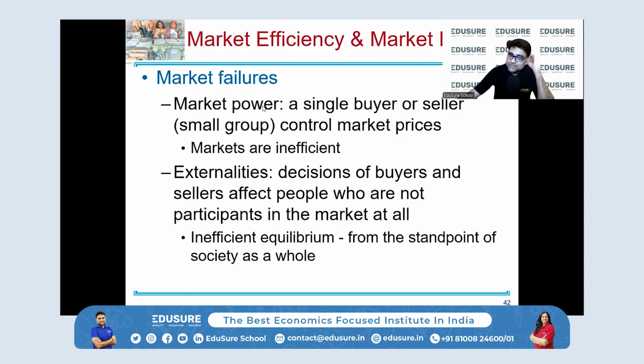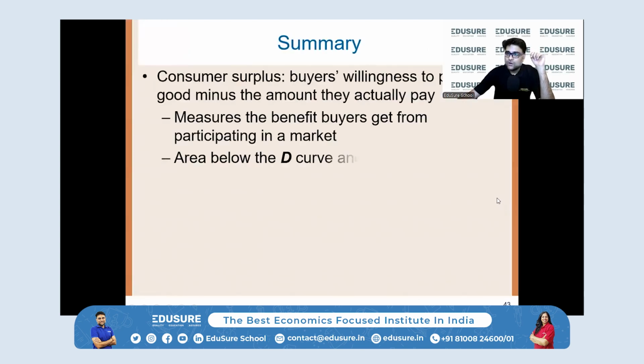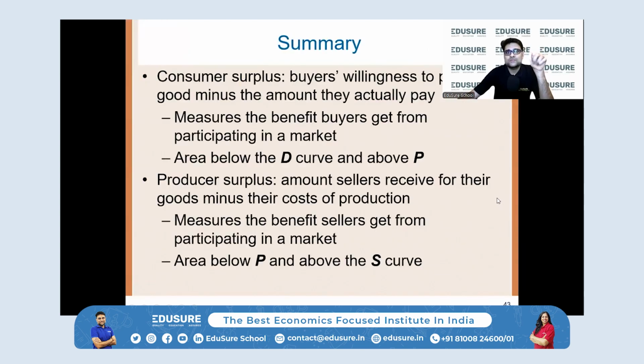So market power, that is a single buyer or seller controlling the market prices. Monopoly, markets are inefficient. Externalities, markets are inefficient. Okay. And information asymmetry, markets are inefficient.